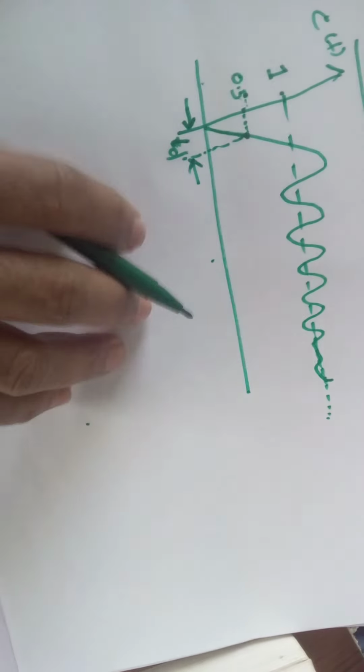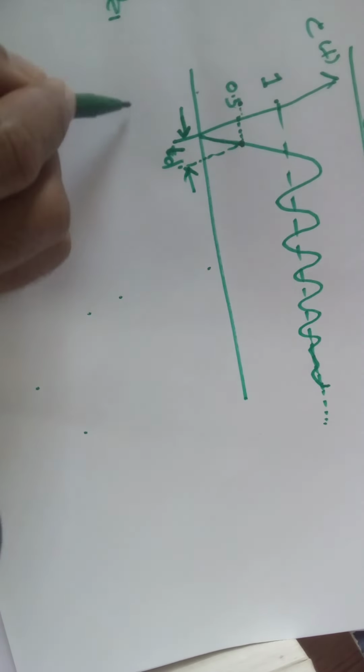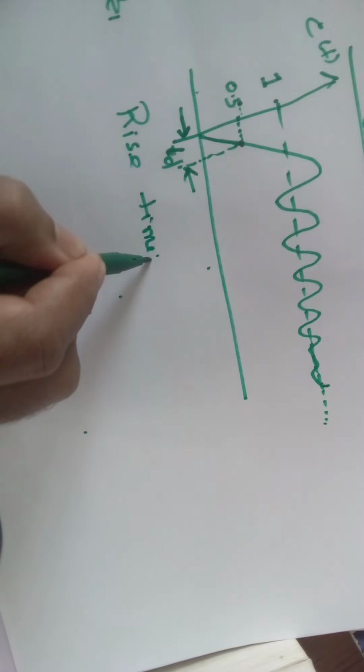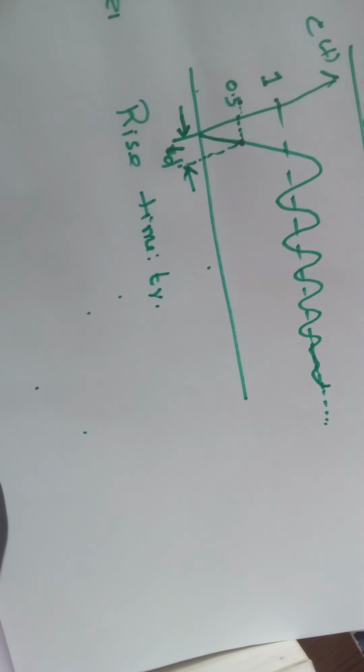The next one is the rise time. It is represented as TR. Actually, it is the time taken for the response to rise from 0 to 100% for the very first time. That is known as rise time.